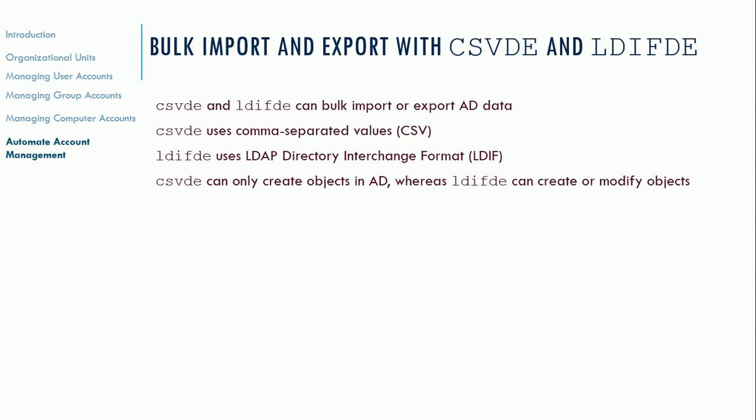CSVDE can be used to create objects in Active Directory. Usually that would be from a CSV, which is a comma-separated value file. So that's sort of like an Excel spreadsheet. If somebody gives you an Excel spreadsheet of user accounts and says, go create these for me, then you can use the CSVDE command, but you would have to convert that Excel spreadsheet into a format that can be read by the command, which is really just CSV. The other one is LDIF.